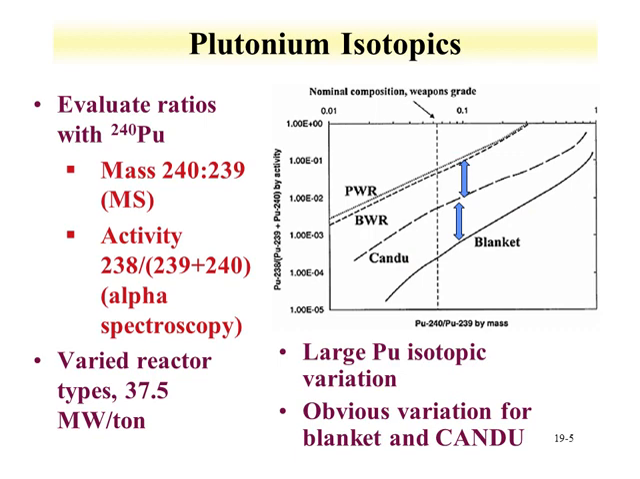So by looking at these activity and mass ratios for the plutonium isotopes, one can get an idea of the reactor that was used to produce the plutonium.